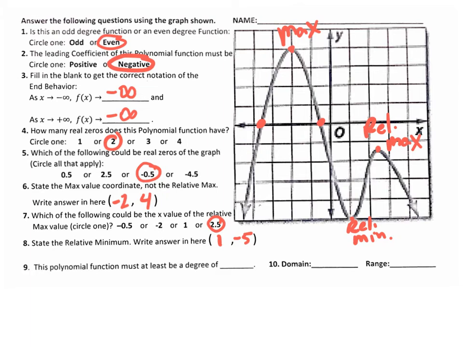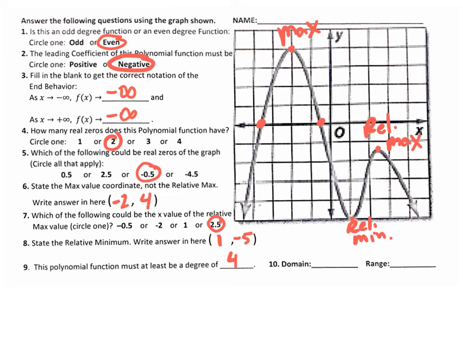Okay, now this next one, this polynomial function must be at least a degree of what? 4. How do we know? The directions that you're traveling in, right? So it's going up, that's 1 degree. Going down, 2 degrees. Going up, 3 degrees. Going down, 4 degrees. Simple as that. So this has to be at least a 4th degree function.